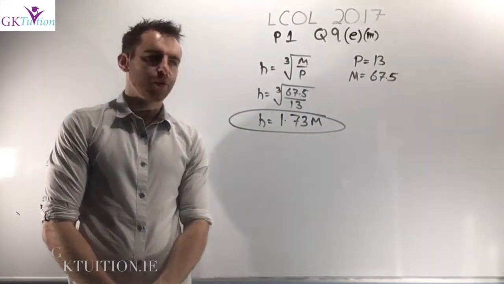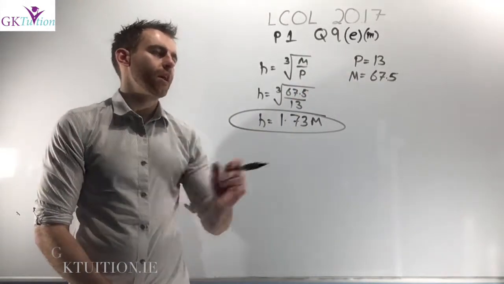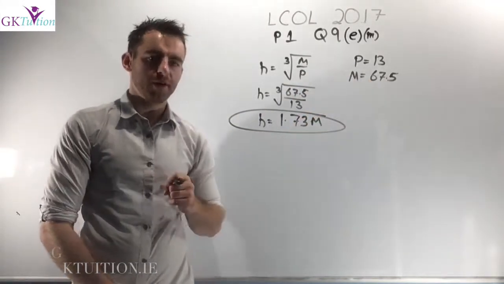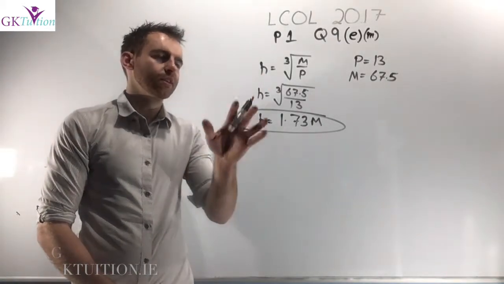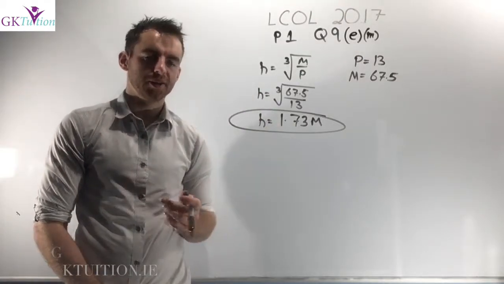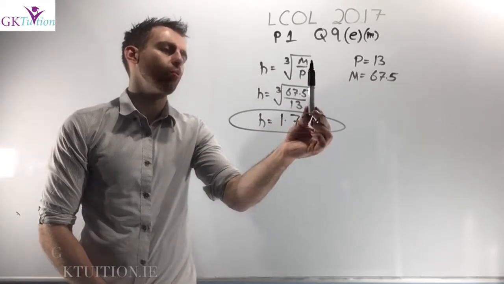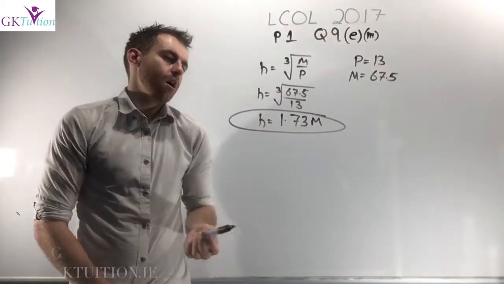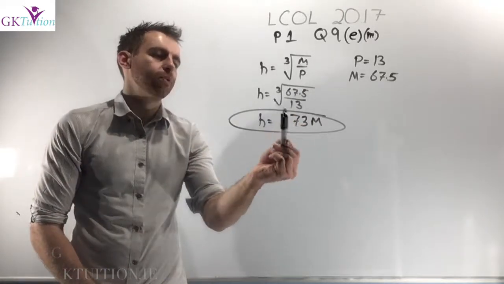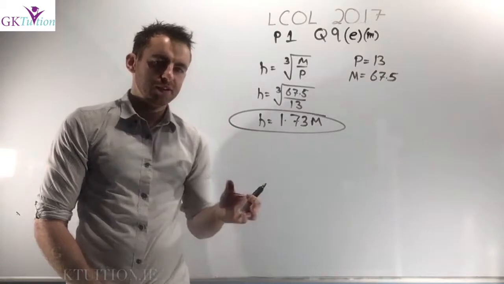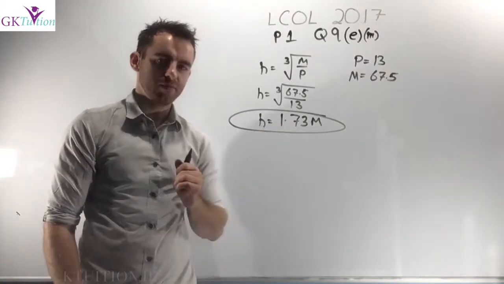In the final part of this question, E part 3, we're told that Mary has a ponderal index of 13 and that she has a weight of 67.5. Use this information to find her height. Now the easiest way to do this is to actually use the formula we have from E part 2. In E part 2, I worked out that the height is equal to the cube root of the weight over the ponderal index. I know that M is 67.5, I know that P is equal to 13, so you can just plug all that into your calculator. And it asked you to leave your answer to 2 decimal places, so Mary's height must be 1.73 meters.